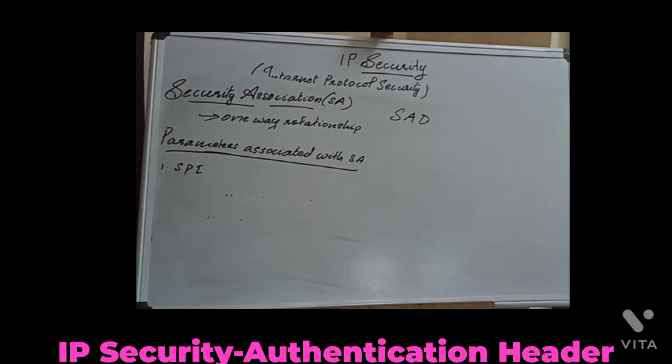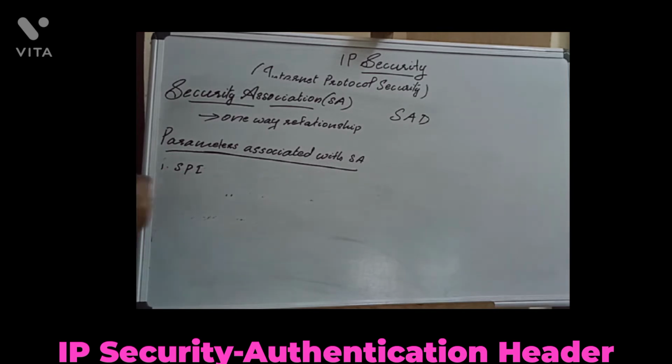First is the security parameter index, SPI. It is carried in both the AH and ESP protocols. It's the unique number assigned to each security association. It is used for identifying the particular security association. The unique number used to identify a particular security association is the security parameter index.